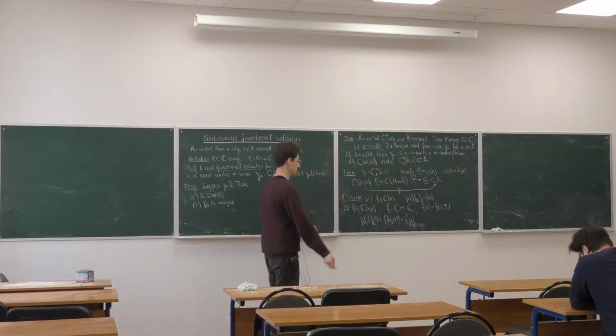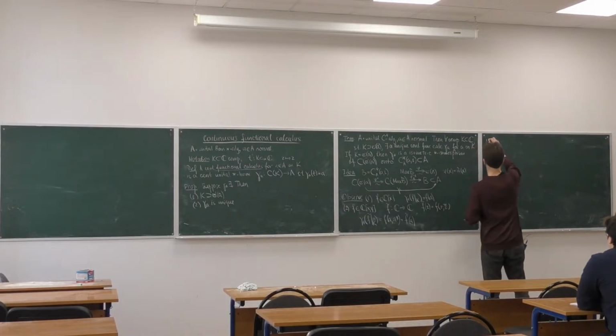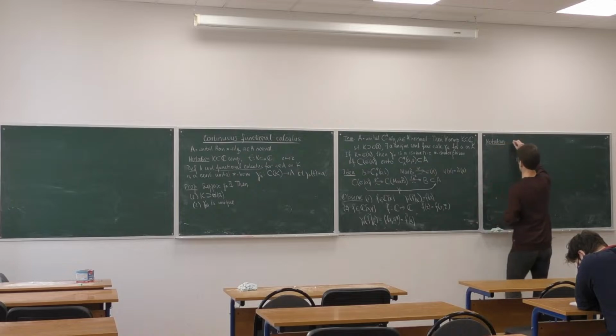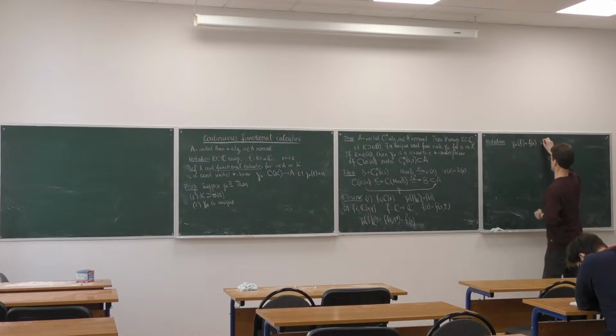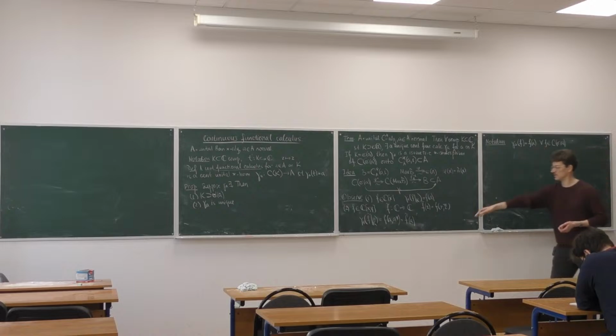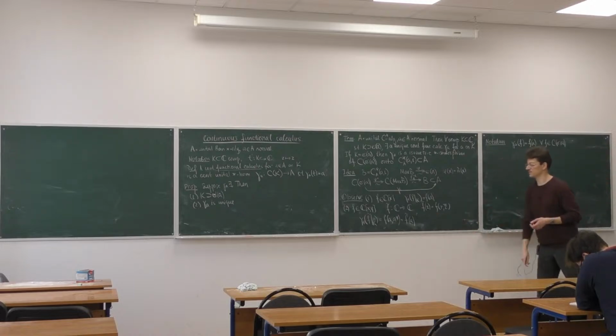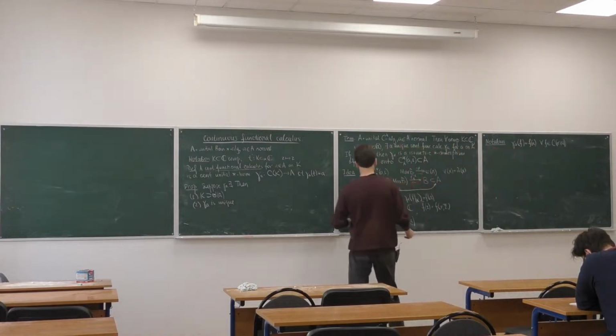And this simple observation naturally leads to the following notation. Usually, instead of writing gamma a of f, we write f of a for every continuous function f on the spectrum of a. So this is a convenient notation, and it is compatible with the situation where f is a polynomial.